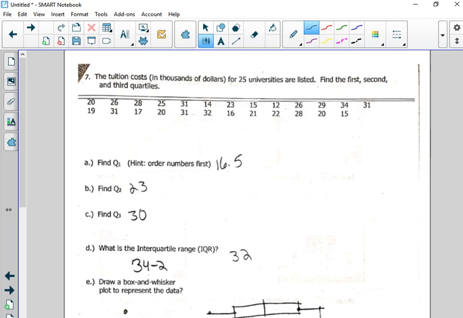Okay, so here, you got your data. Again, you want to put it in order.